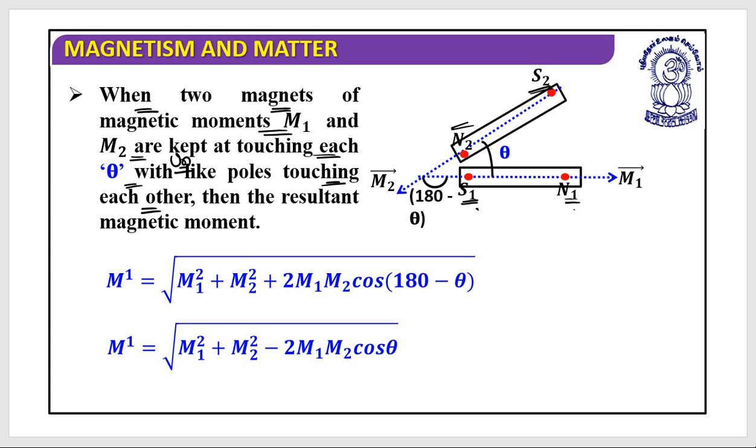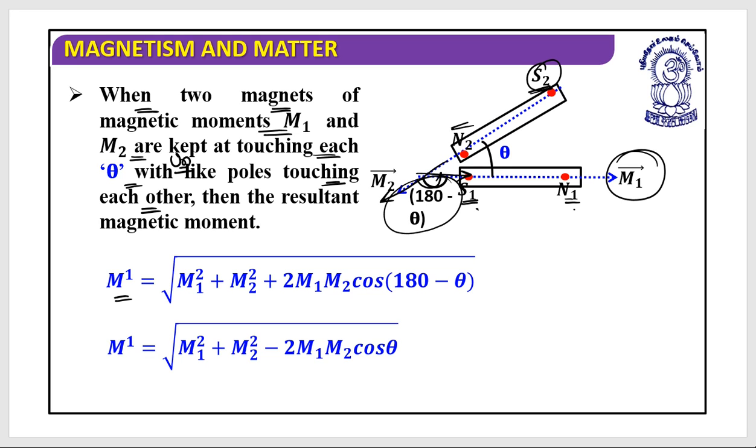Yes, so this is from south to north, this is m1. Again, this is south to north, this would be the magnetic moment 2, and this is magnetic moment 1. So this is the angle that could be written as 180 minus theta, and this could be written as m dash, or the m net, that equals under root of m1 square plus m2 square plus 2 m1 m2 cos 180 minus theta.